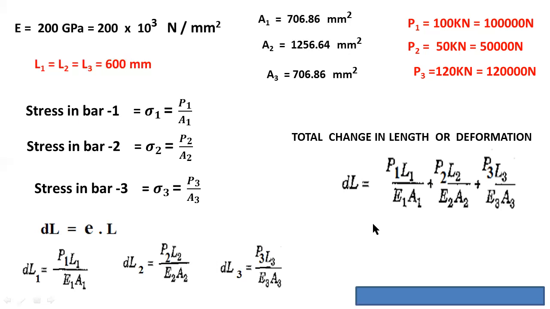By substituting all these values in this equation, you will get the final answer: delta L equals 1.0531 is the answer of this problem. Here the value of delta L has a positive sign, that means there is an increase in length in the bar due to the loads P1, P2 and P3. So this is the answer for this problem.